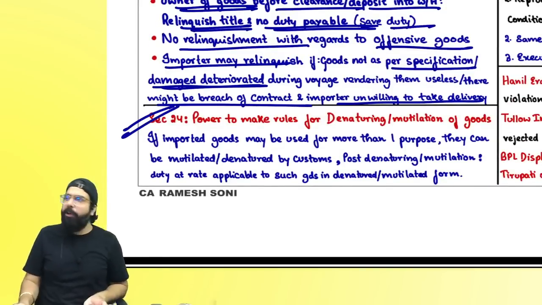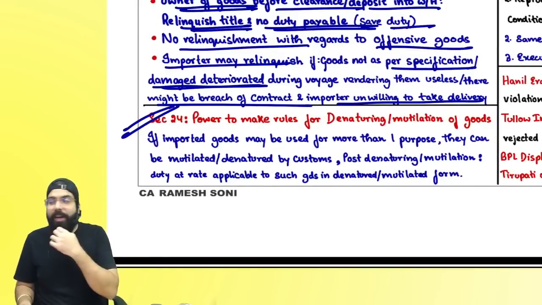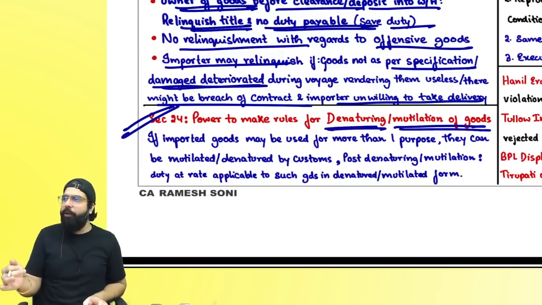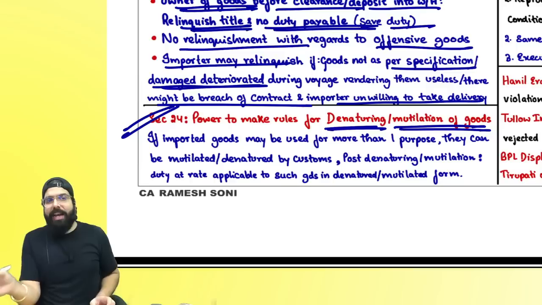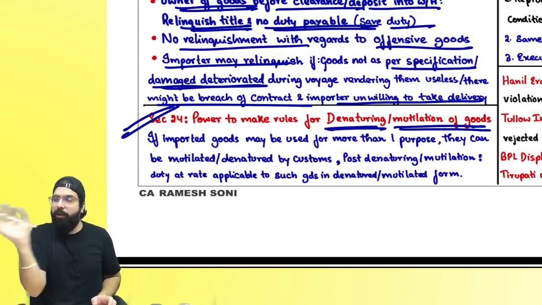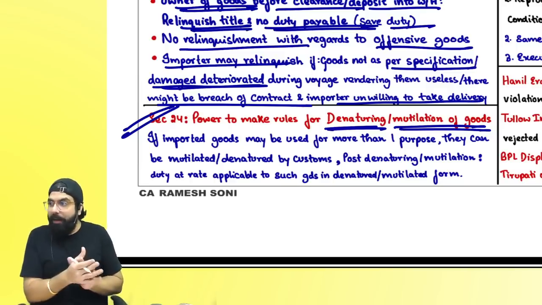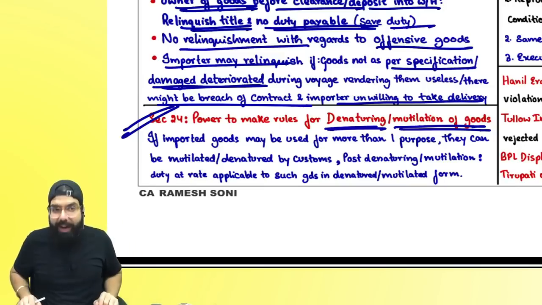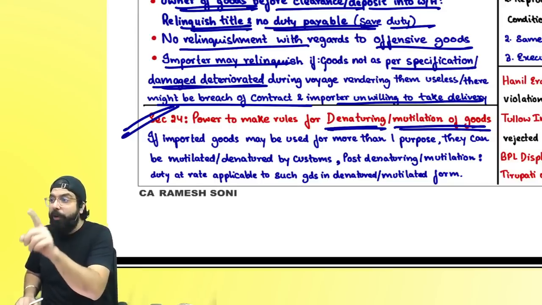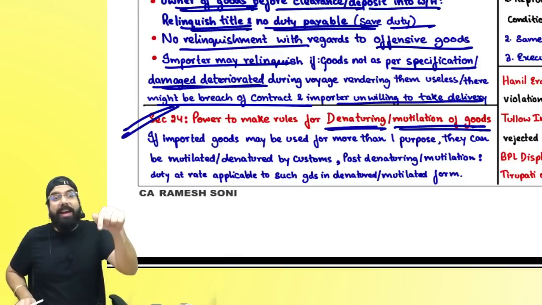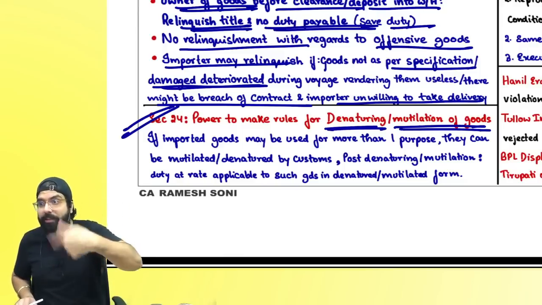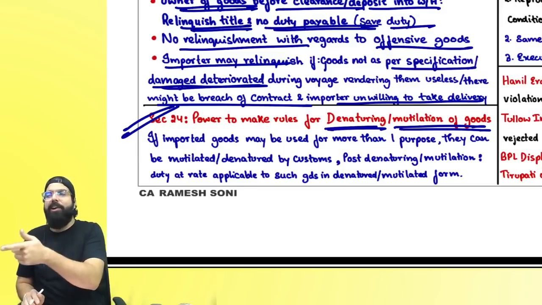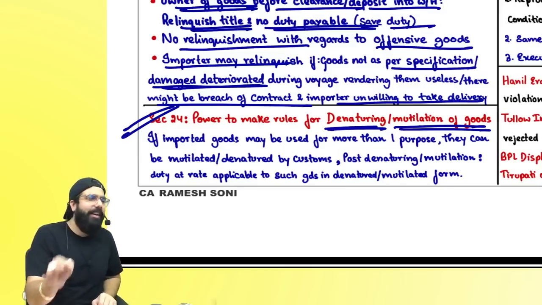The next one is Section 24, power to make rules relating to denaturing or mutilation. Always remember one thing, if goods have been imported into India, supposing alcohol, and alcohol can be used for factory consumption and also for human consumption. So if you have imported alcohol and you say you are going to use it for factory consumption, power under Section 24 is given to the customs officer. He can denature the goods. He will mix some chemical in the alcohol and make it denatured. Now you have to pay duty as if that alcohol had come into India in such denatured form.